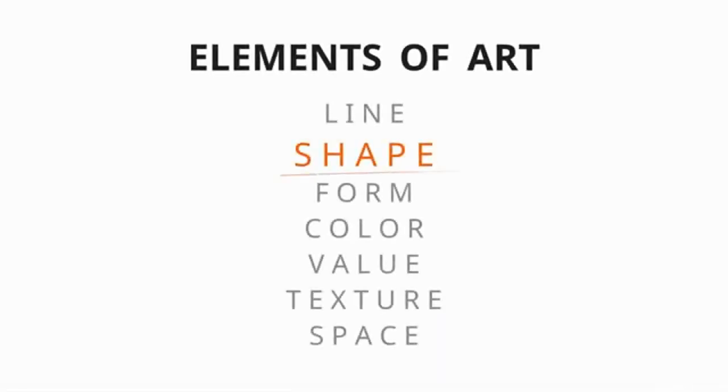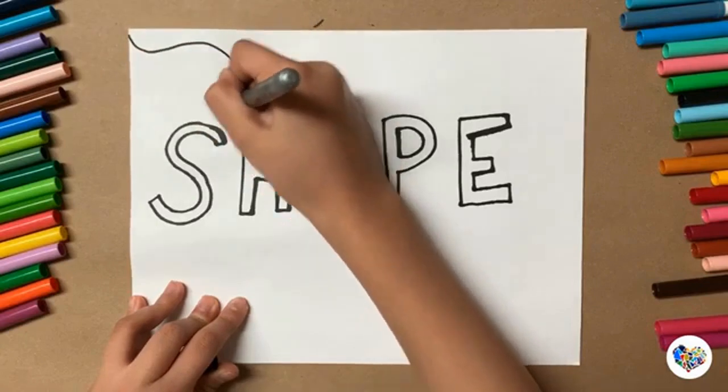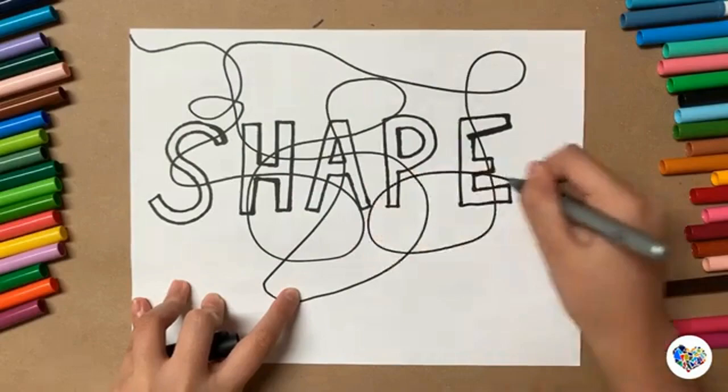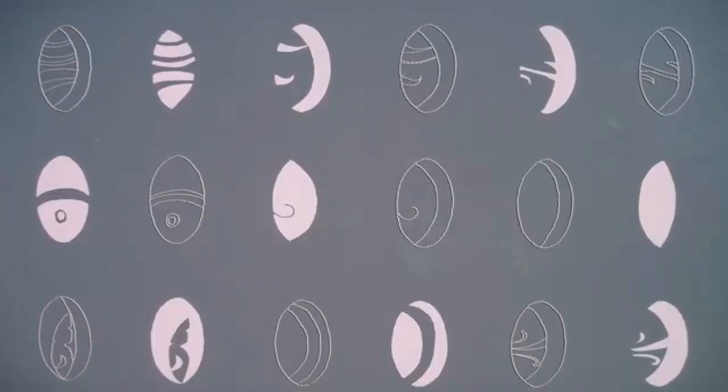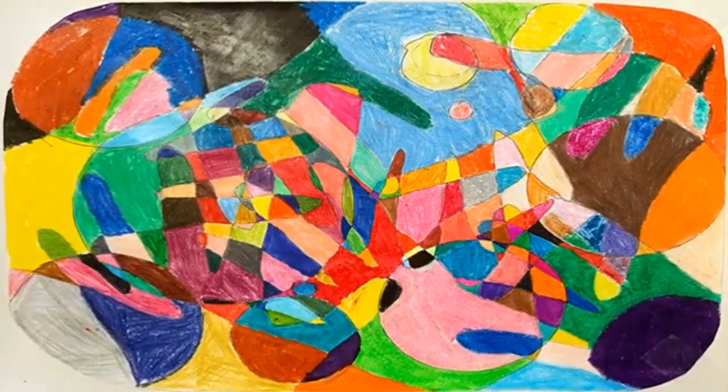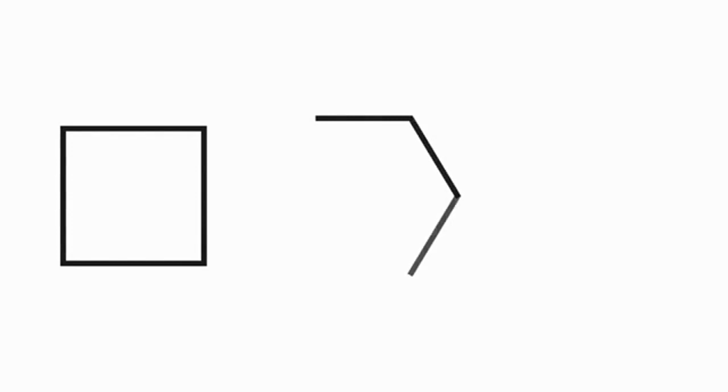Shape is one of the 7 elements of art with line, form, color, value, texture, and space. When you draw a line that connects back to the beginning or crosses with other lines, we have shapes. Shapes are enclosed 2-dimensional space. That means they have width and length, but no depth.